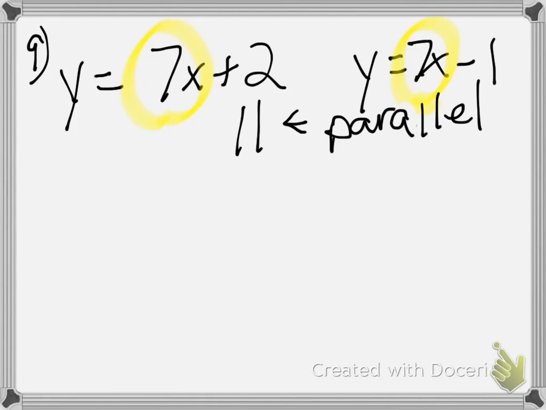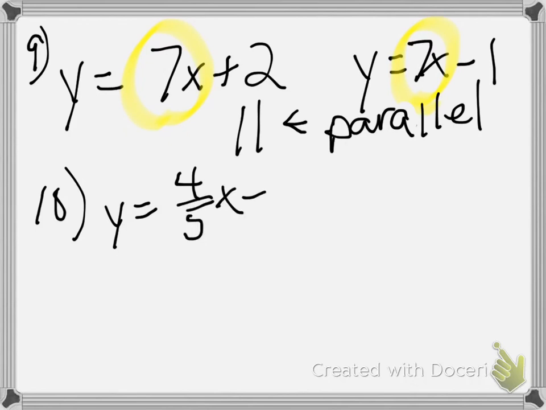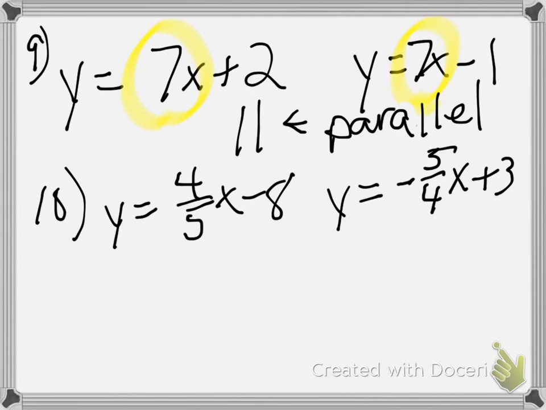I always follow parallel. Okay. X equals surplus. All right. So on number 10, we have perpendicular. That's right, we have y equals 4/5 x minus 8 and y equals -5/4 x plus 3. We look at our slopes and we have 4/5 and -5/4. Those are opposite reciprocals, so this is perpendicular. Yes. So that's number 10.